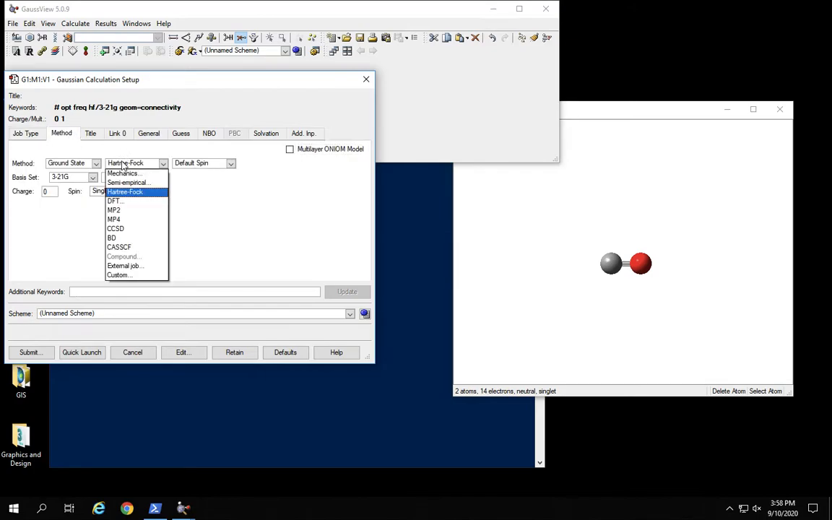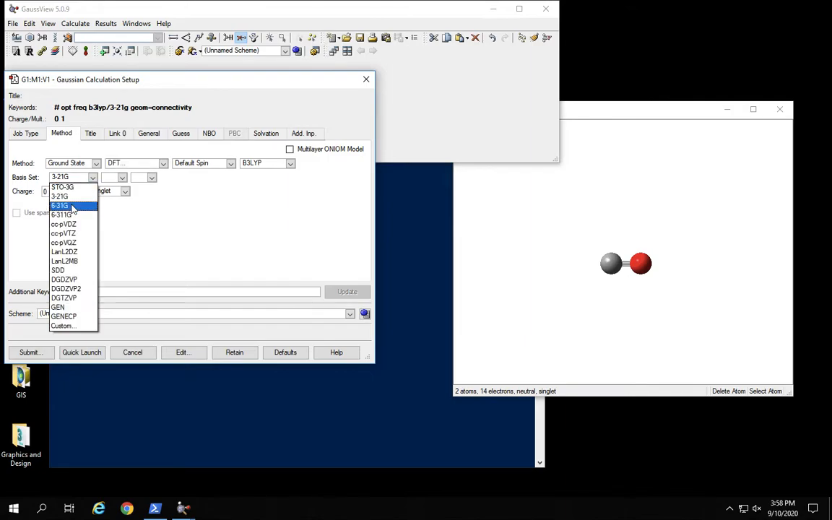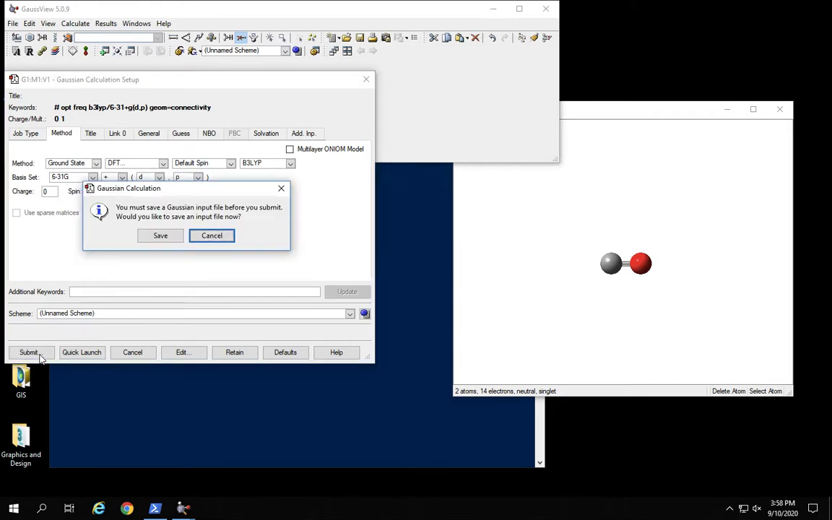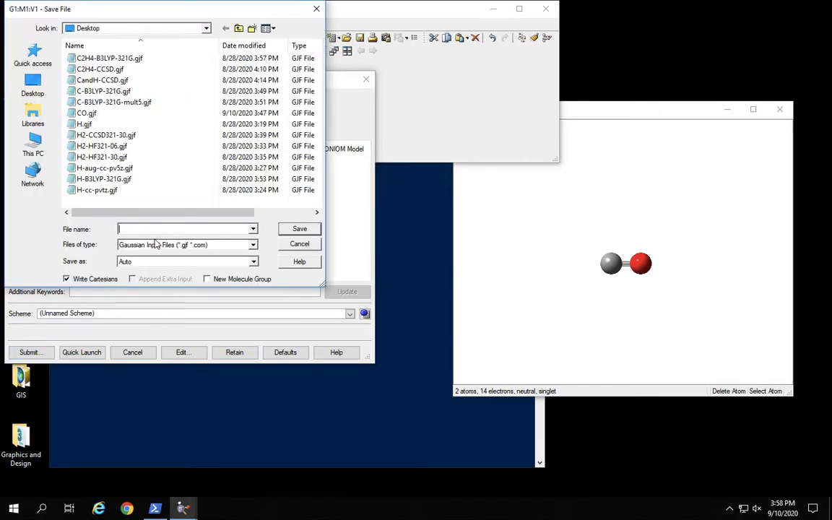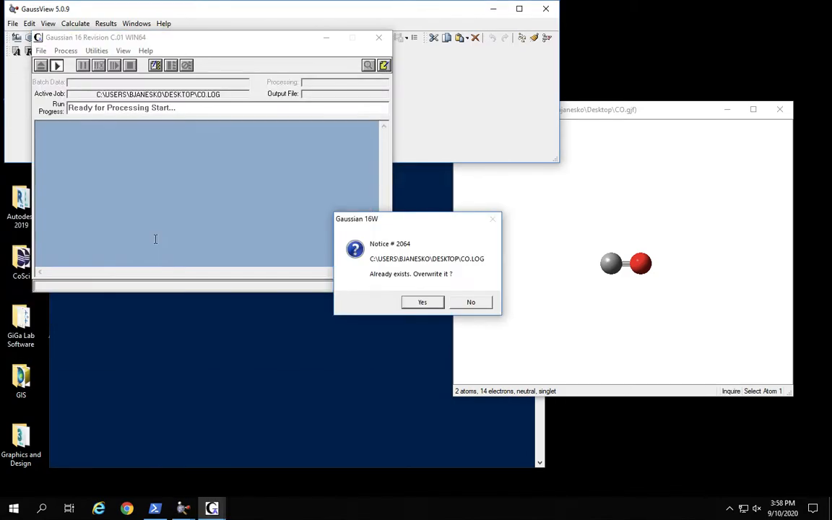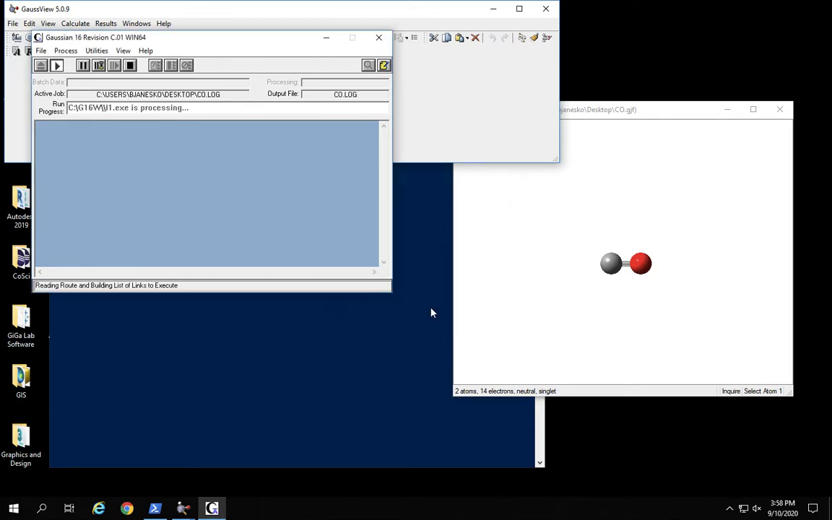Rather than using our default Hartree-Fock theory, we're going to use B3LYP DFT, because now we've talked about what these different DFT methods are. We've talked about what the different basis sets are. This is a good standard choice. The molecule is going to be a ground state neutral spin singlet. I'm going to submit this through GaussView, save everything in here, overwrite that, run the calculation, and ignore the log file.